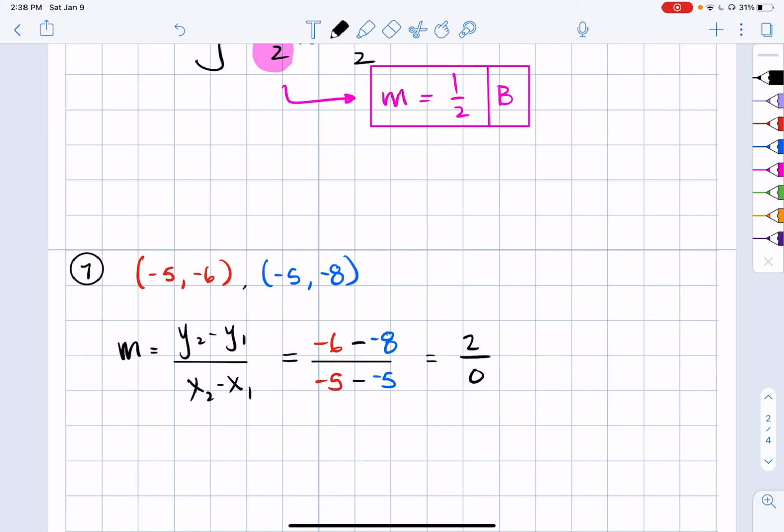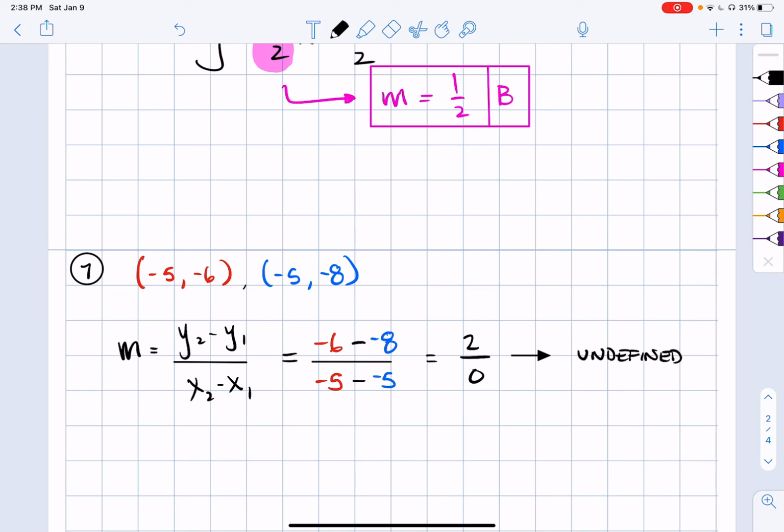Okay? Now, if you don't know what this is, plug it into your calculator, and what you're going to see is that this is going to be undefined. It's going to actually give you an error on your calculator. 2 divided by 0 is undefined. Now, I already knew that this was undefined.